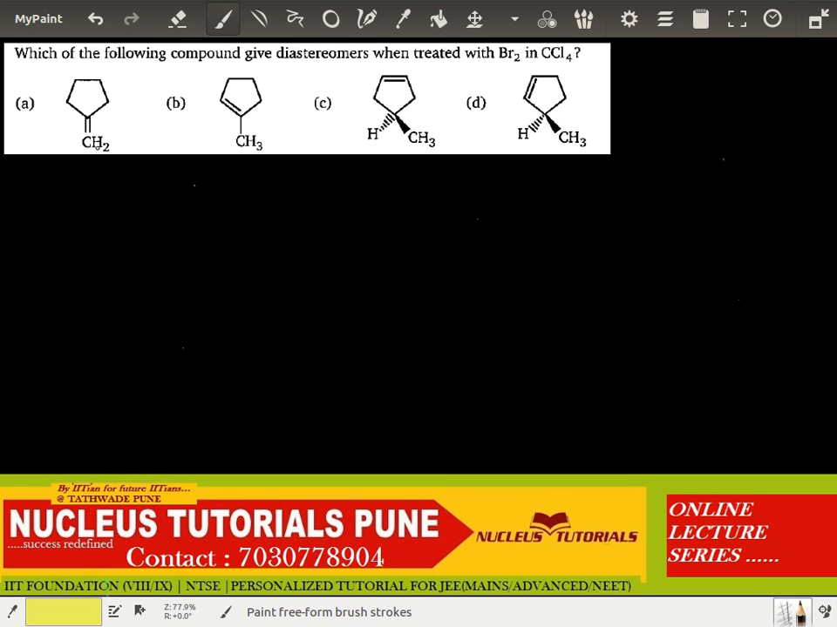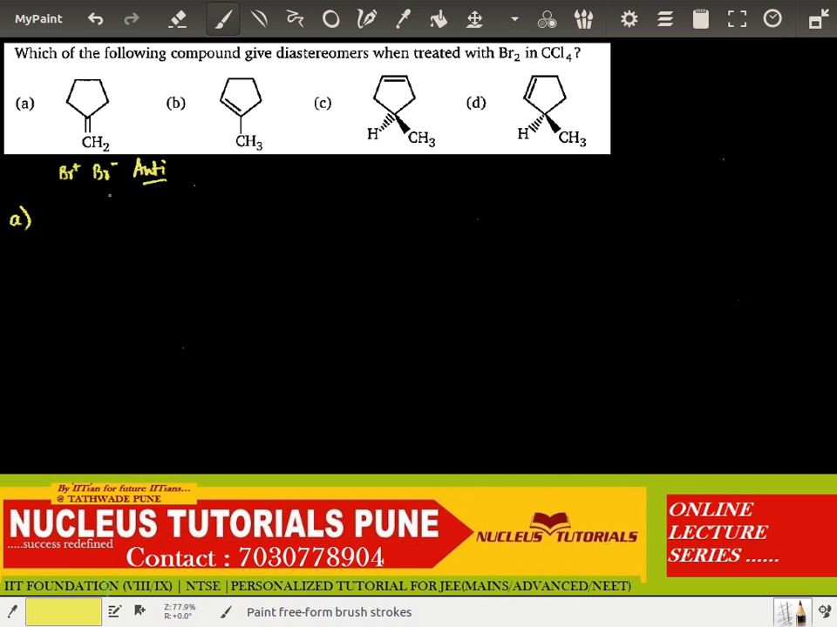Now this question is basically addition of bromine in presence of CCl4. Bromine will dissociate into Br plus and Br minus, and the addition happening over here is anti-addition. Now clearly we are supposed to find in which of them addition gives rise to diastereomers.